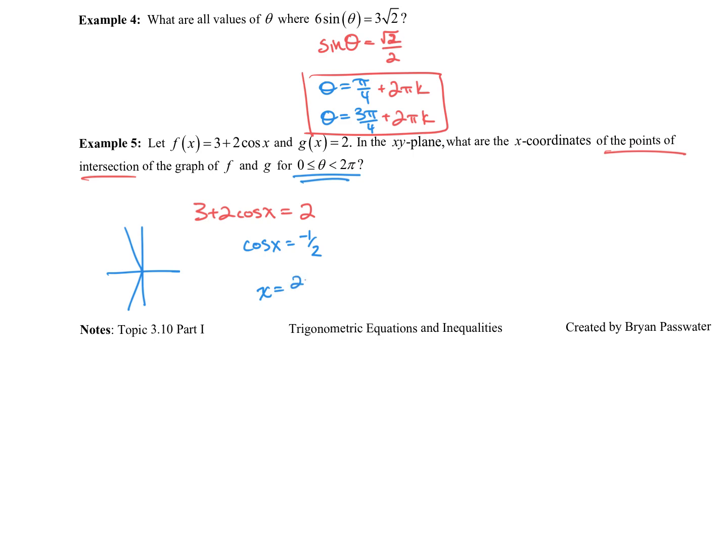At 2 pi over 3. And when else? And at 4 pi over 3. Do we add 2 pi k's to these? We do not, because now I actually have a restriction on one of my unit circles.